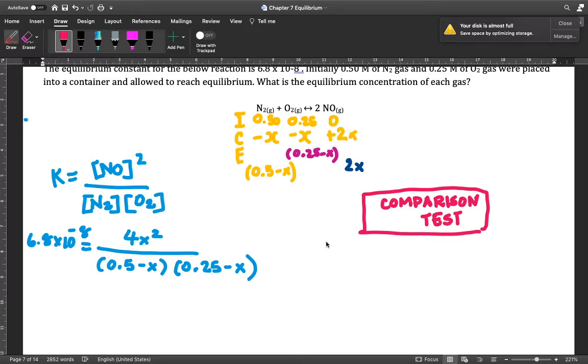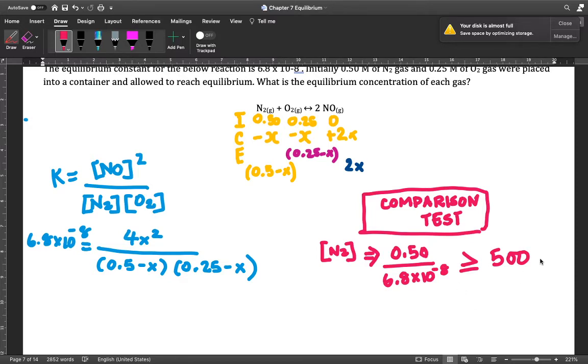So let's check for N2, which is what we're given first. If we are making this test, we have to take the initial concentration, which is 0.50, and divide by our K value, 6.8 times 10 to the power of negative 8. Now, if this expression, when I divide these two values together, is greater than or equal to 500, then I can make a certain assumption.